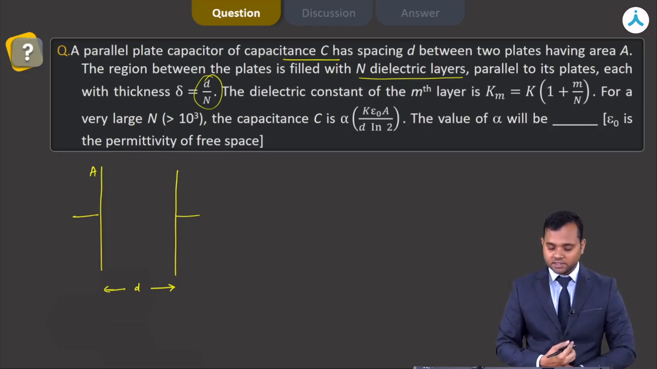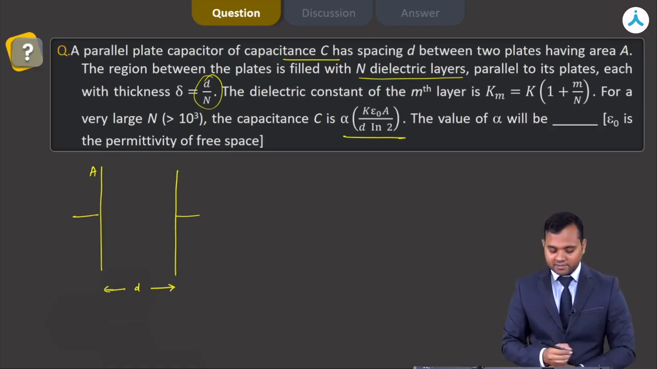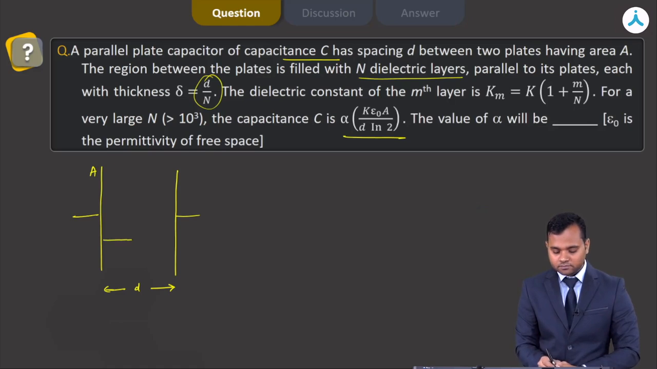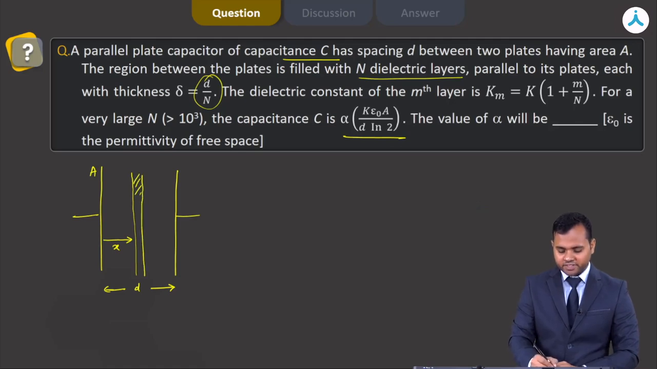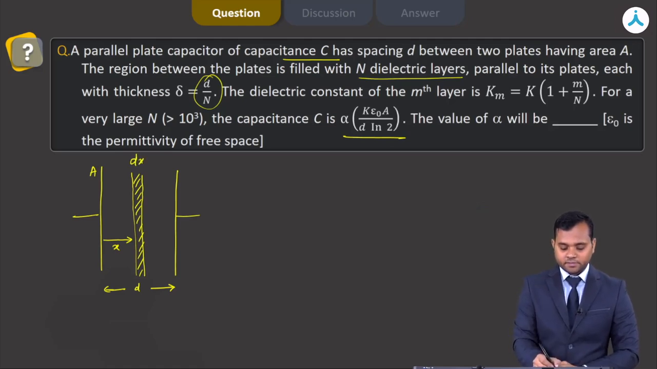The capacitance C is alpha into K epsilon naught A by D natural log 2, find the value of alpha. That means we have to find out the C equivalent of the system, and after we get the value we will have to compare it with the given expression and find the value of alpha. So for that, let us take one element or a layer at a distance x whose width is dx.